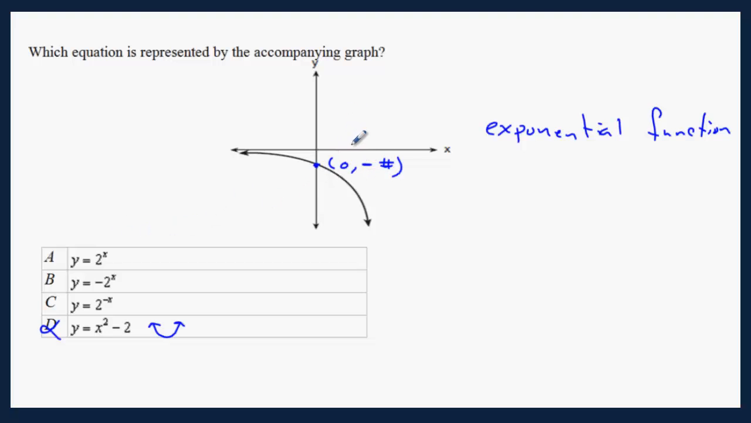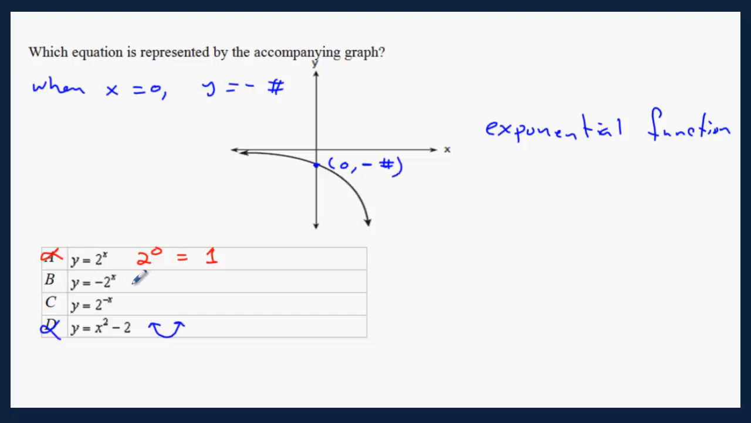This means when x equals 0, y is going to be a negative number. Let's substitute 0 for x and see what happens here. This one, 2 to the power of 0: anything to the power of 0 is going to be positive 1. It's going to be 1. So choice A is out.